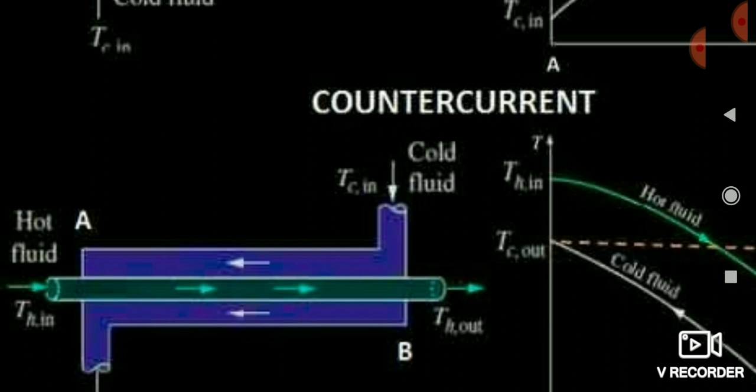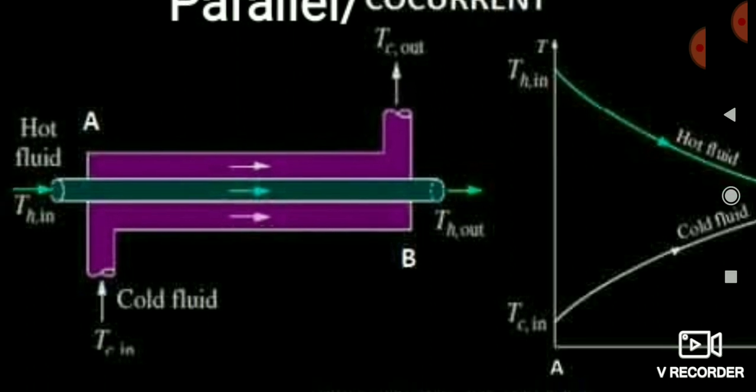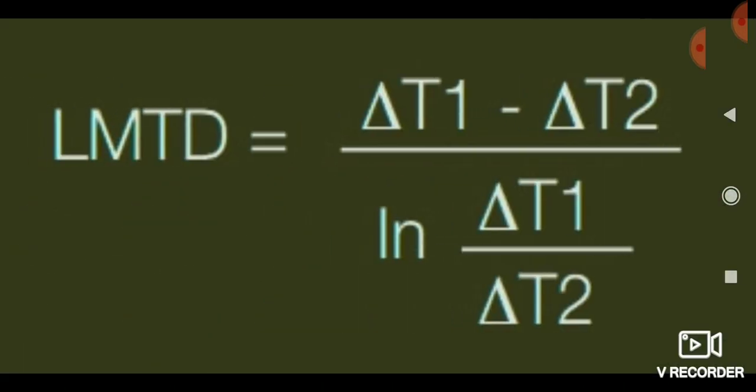Friends, here you see that in case of counter flow it is TCO, the temperature of the outlet of cold fluid, and in case of parallel flow the temperatures of both hot and cold fluid are inlet temperatures. So friends, this is the delta T1 value.